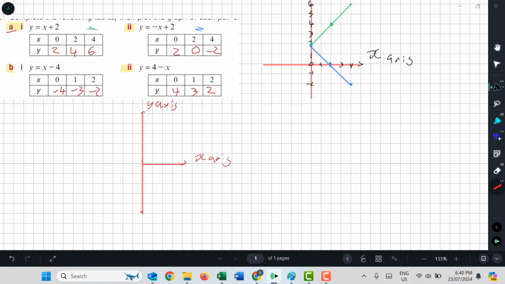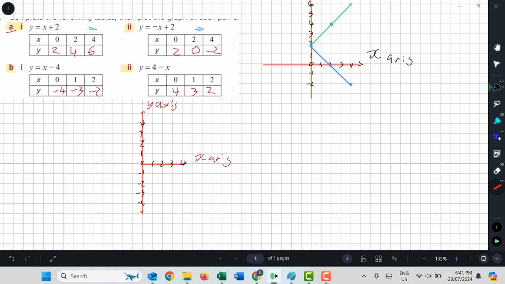There's my origin at 0, 0. Then we have 1, 2, 3, 4, -1, -2, -3, -4, 1, 2, 3, 4. You only really need to make a graph as big as the numbers. And with practice, you get better at it. Of course, you will make it neater than what I've got here.